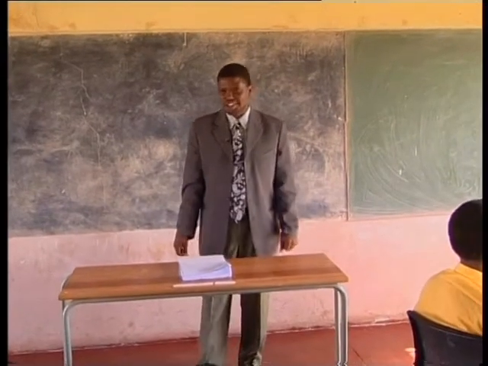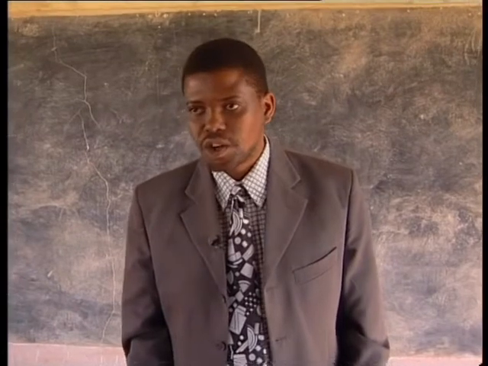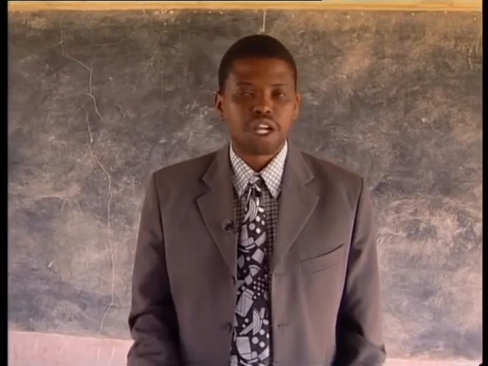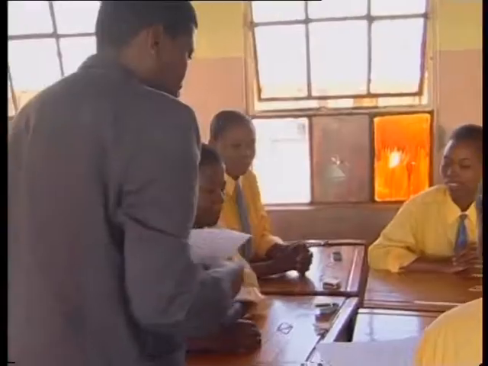Can anyone tell me what is a triangle? A triangle has got three sides. We use triangles whenever we want to form quadrilaterals. Do you know what is a quadrilateral? A quadrilateral is a four-sided figure.